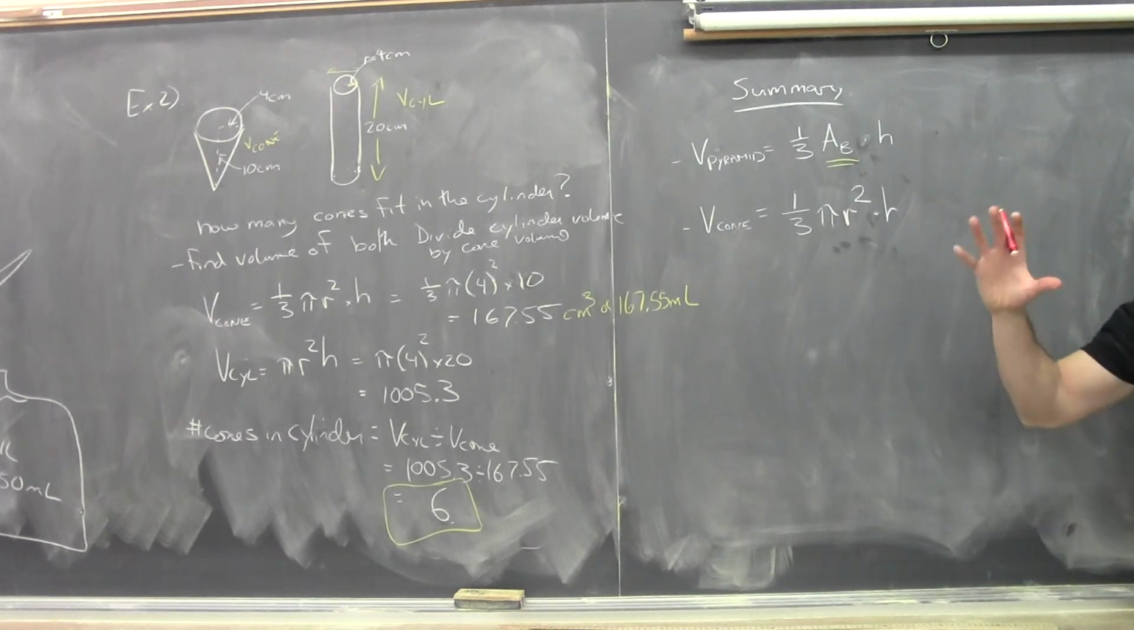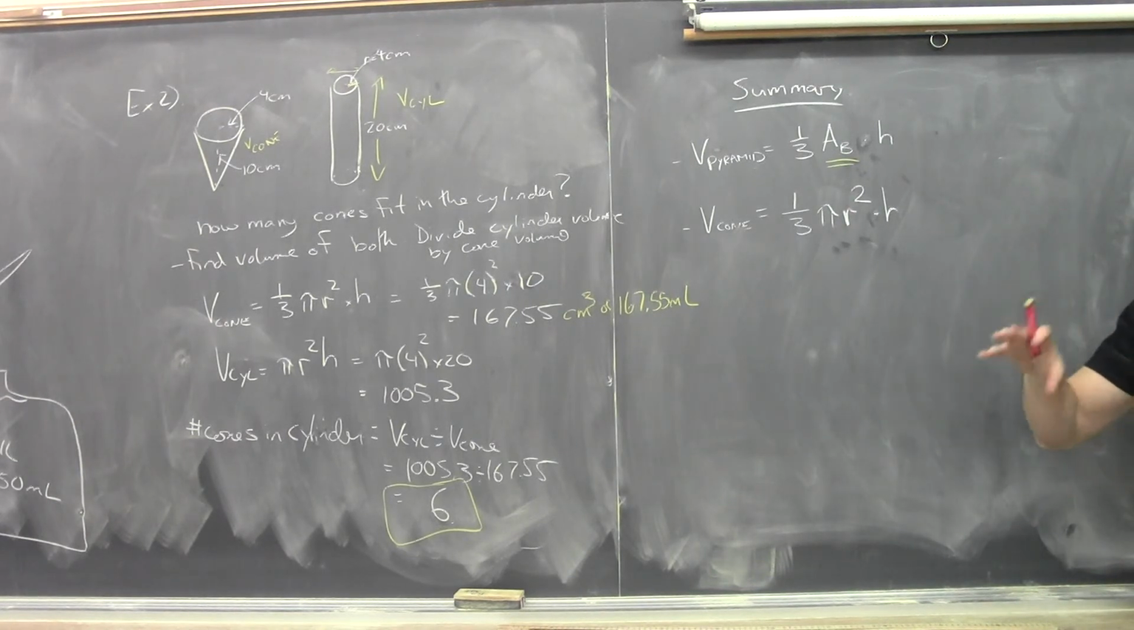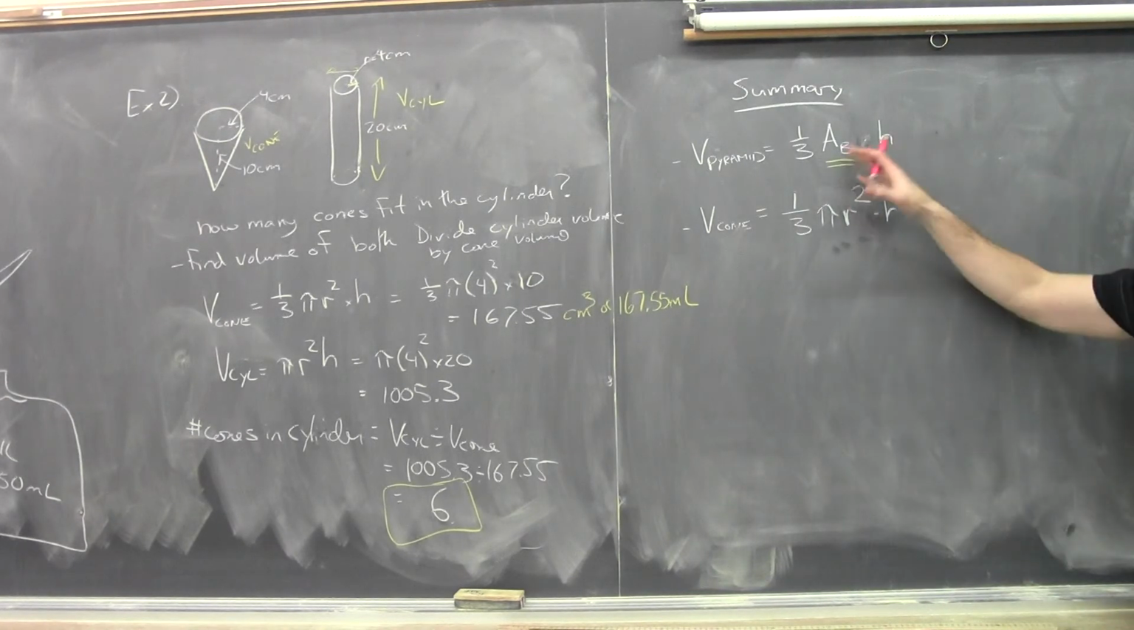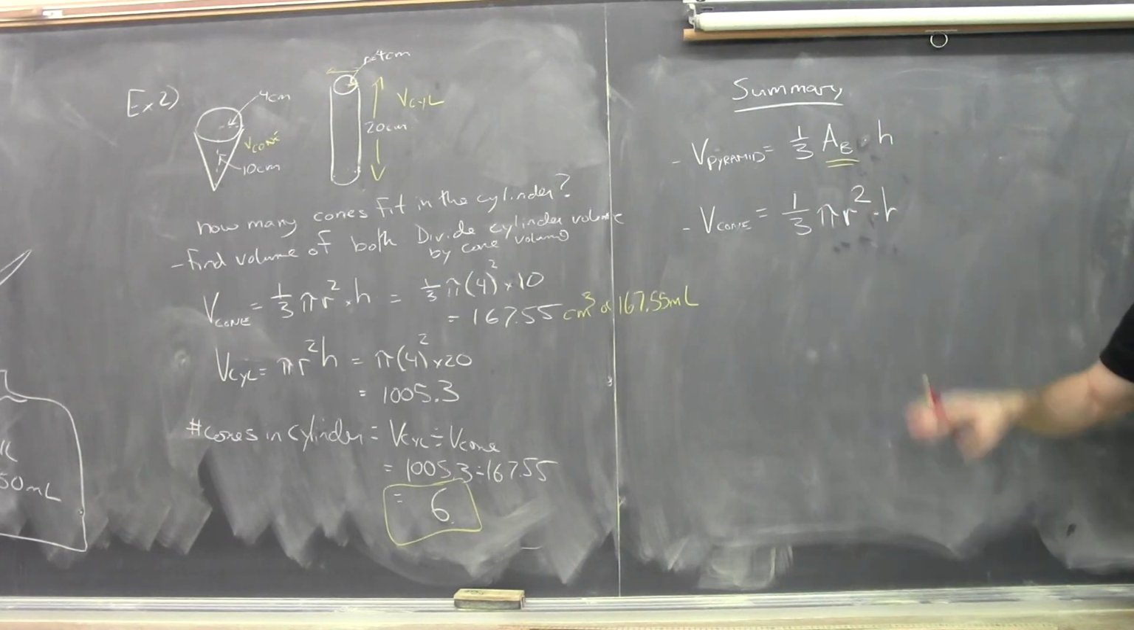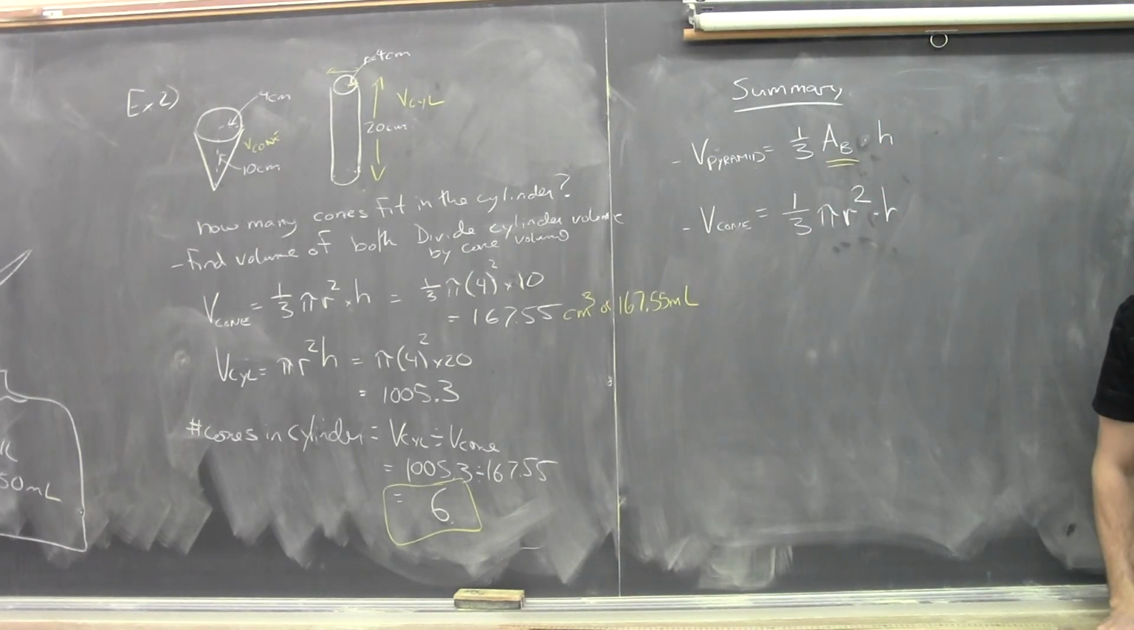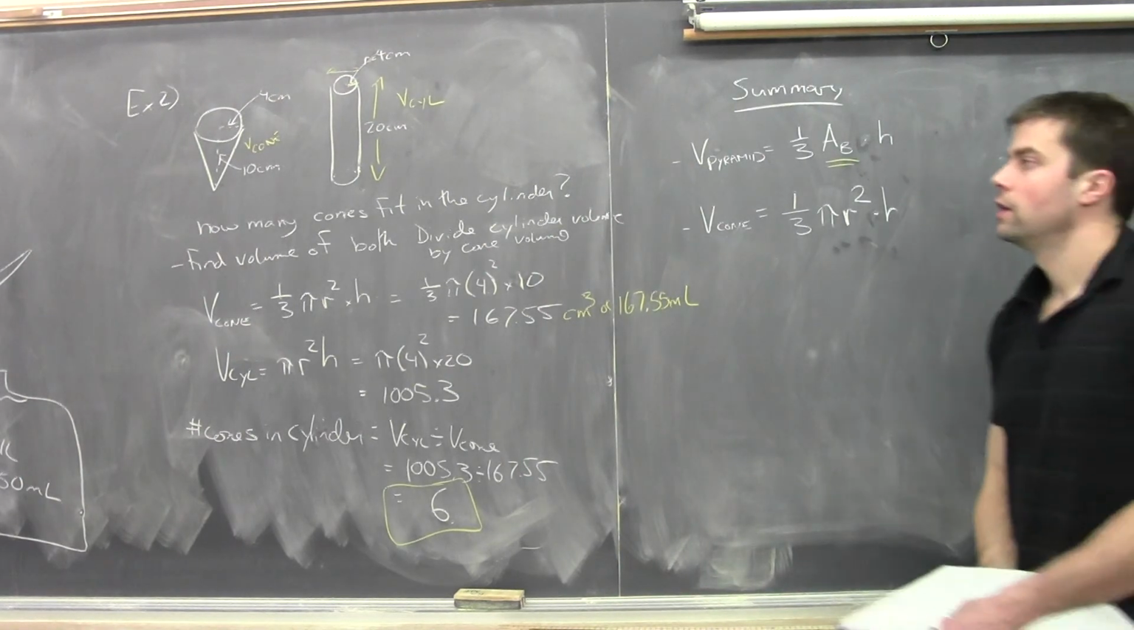You need to divide that particular pyramid, however many sides it has, into equilateral triangles or equal triangles, and then multiply it by the number of triangles to figure out the area of the base. Any questions? Okay, pretty straightforward. That's the end of the lesson.